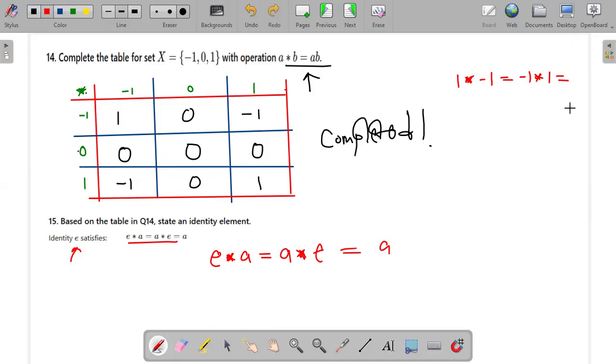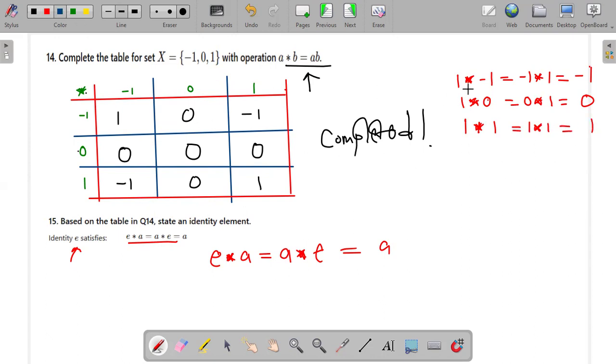Okay, so you can see that that guy satisfies the identity element. I should write the element itself, which is just minus 1. If I do 1 star 0, or 0 star 1, what do I get? I get 0. Or if I do 1 star 1, I still get 1.